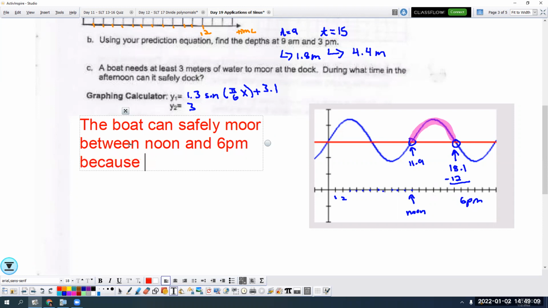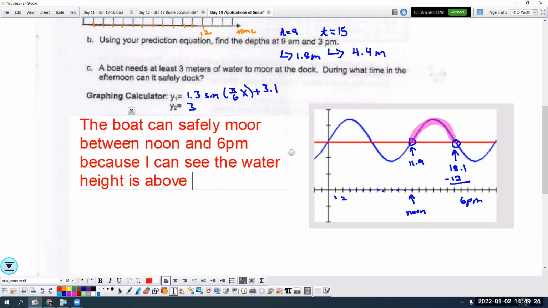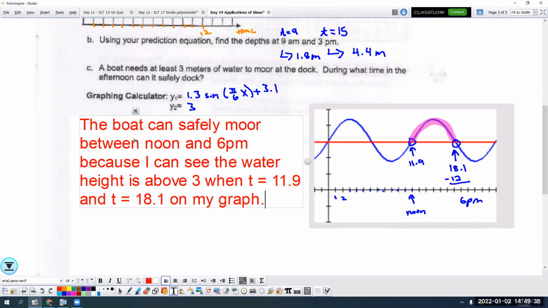Because I can see the water height is above 3 when t equals 11.9 and t equals 18.1 on my graph.